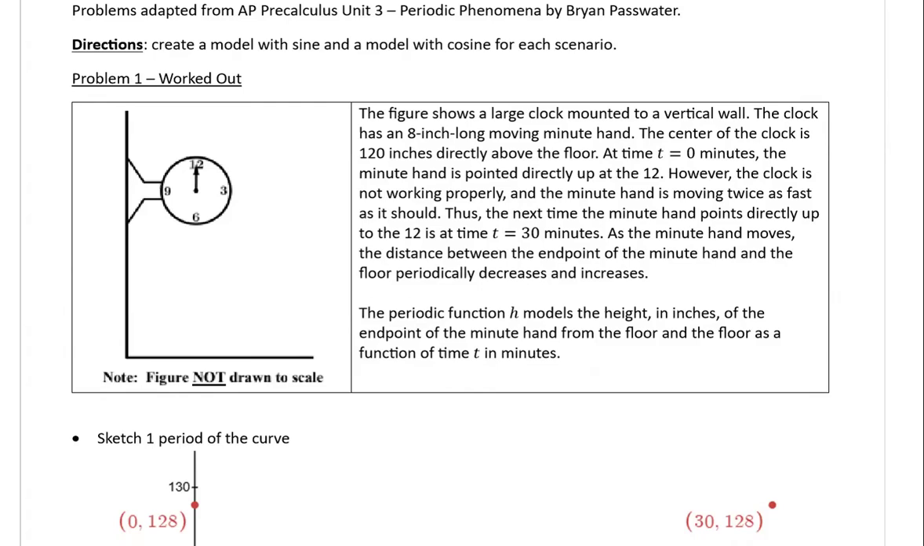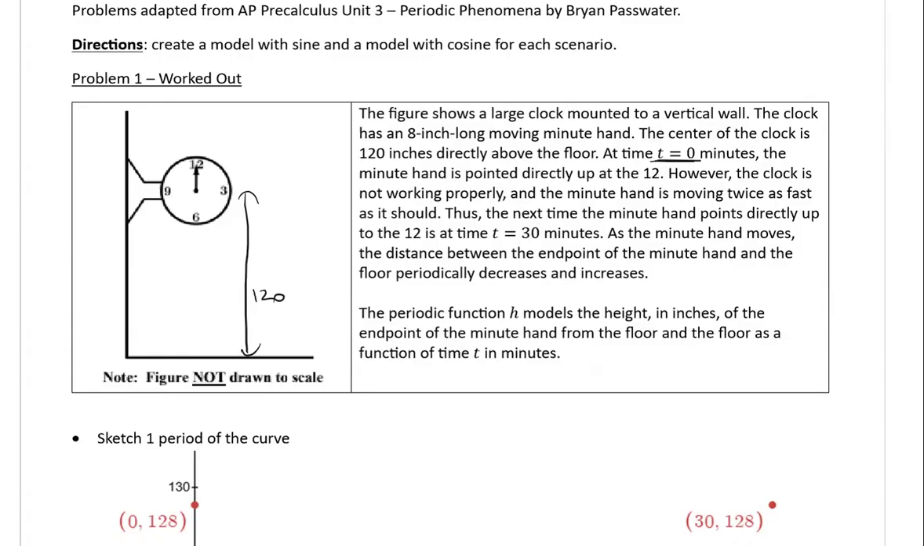Okay, and it says the figure shows a large clock mounted to a vertical wall. The clock has an 8-inch long moving minute hand. The center of the clock is at 120 inches directly above the floor. Center of the clock, so maybe let's start marking as we read. This is 120 inches directly above the floor. At time t equals 0, the minute hand is pointed directly up at 12. T equals 0, 12. Okay?